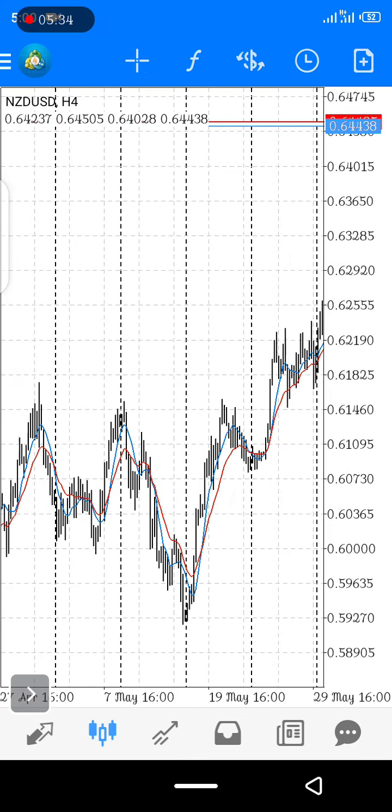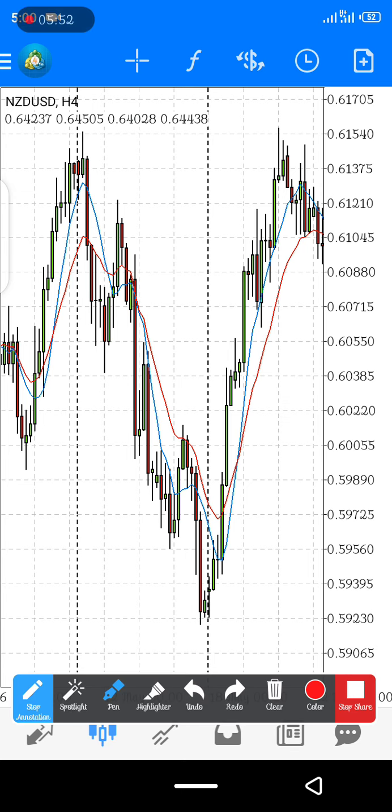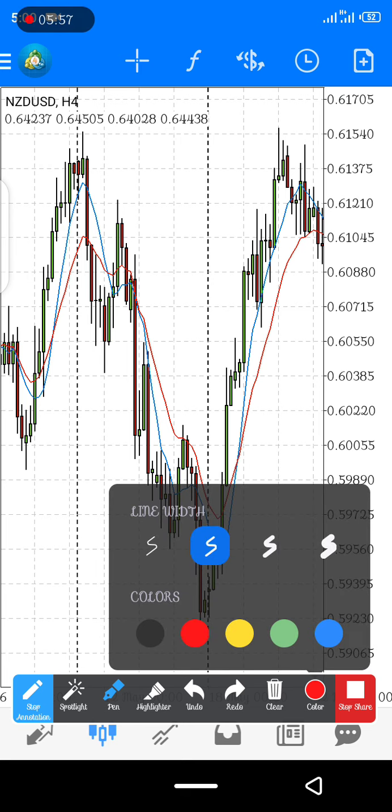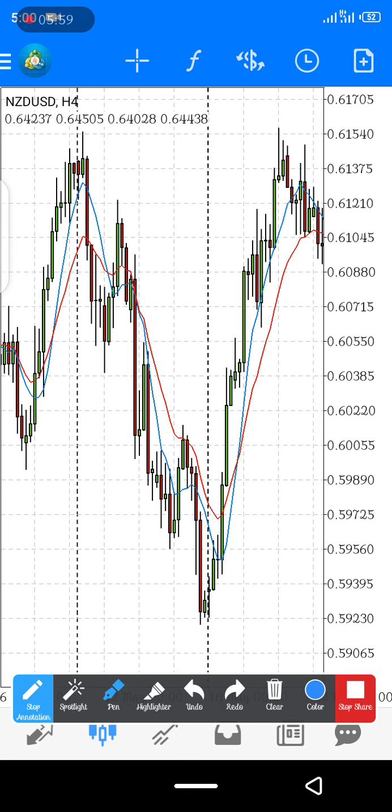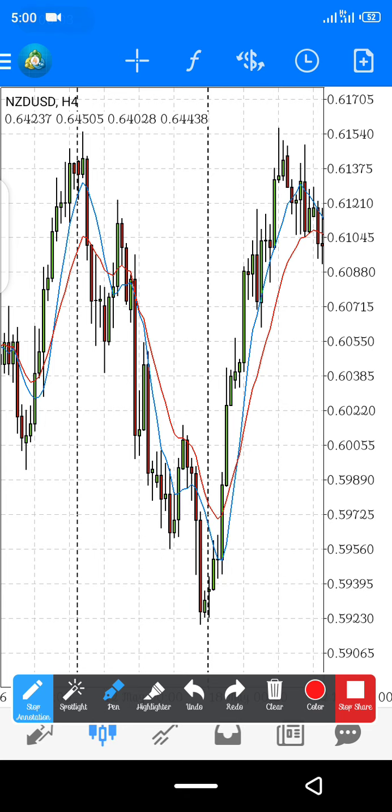Moving average. Now, we are on entry points and exit points. Moving averages have a golden cross. The golden cross is where the fast moving average crosses below the slow moving average.